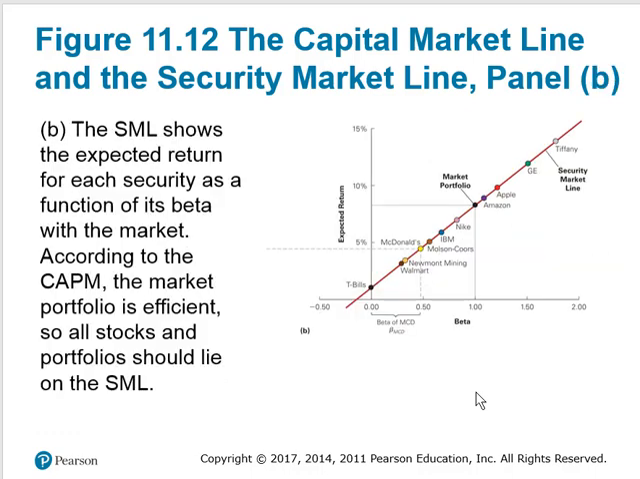The security market line then moves from that choice concept to talk about the relationship between returns and systematic risk. And it turns out that that is a linear relationship. If the world's in equilibrium, everything shows up on this line. So according to the CAPM, the market portfolio is efficient. So all stocks and all portfolios should line up on this security market line.